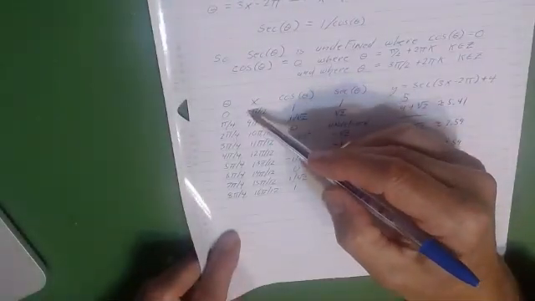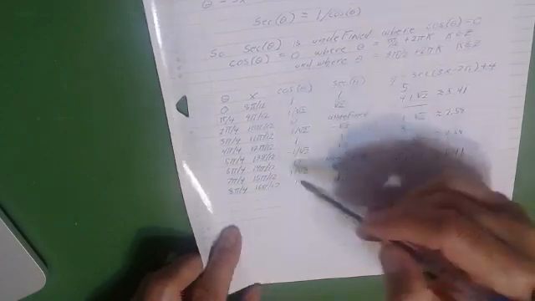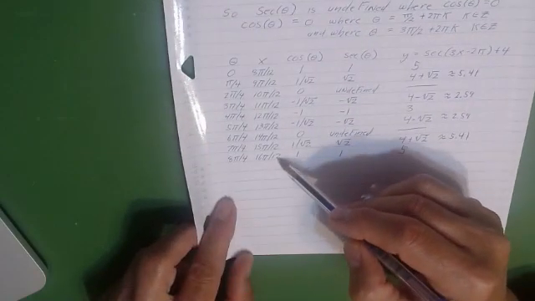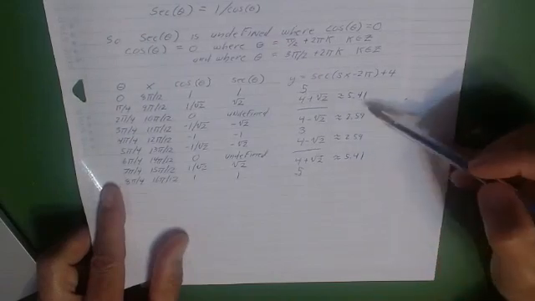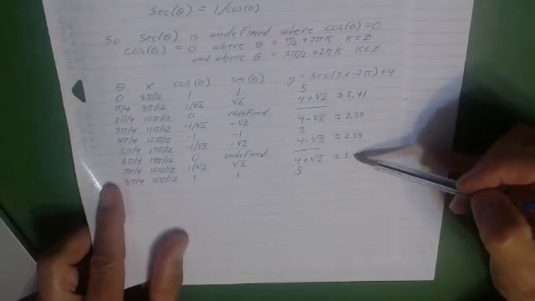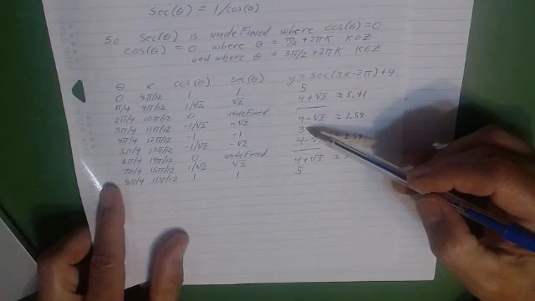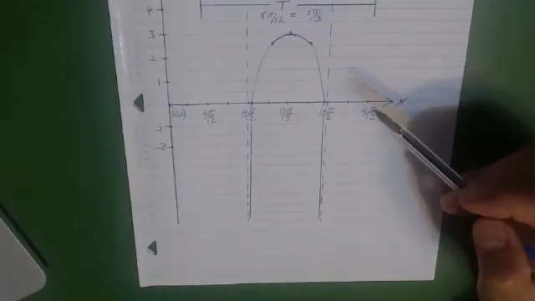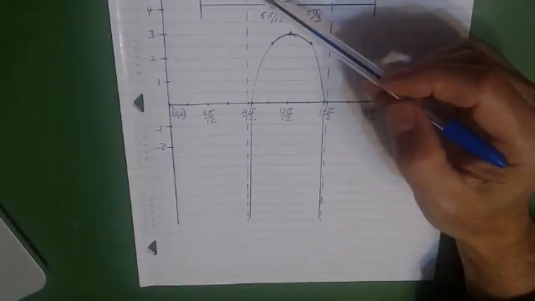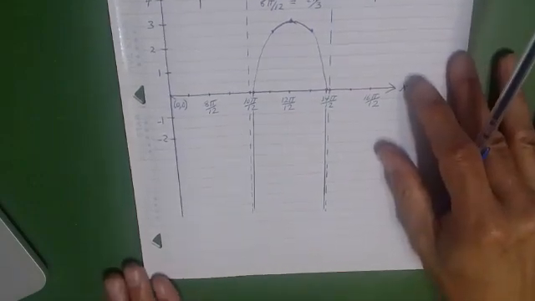And going back, here are our x values. We're going from 8 pi over 12 to 16 pi over 12. And the range is going to be, it looks like, 5.41 is our biggest number, and 3 is our smallest number. So here is the graph.